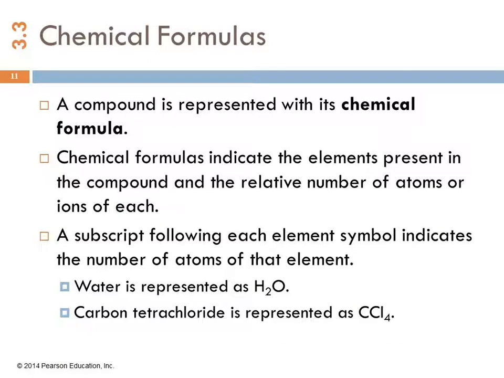Chemical formulas. We represent compounds using chemical formulas, and this is just a shorthand of how many atoms of each element are in the compound. We use subscripts to tell us the numbers of each element. So H2O, the subscript after the element symbol, tells us the number of that atom. So H2O has 2 hydrogens and 1 oxygen.